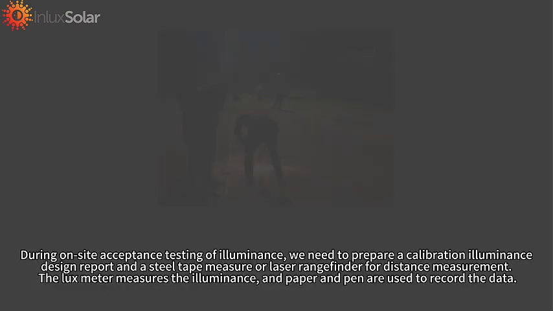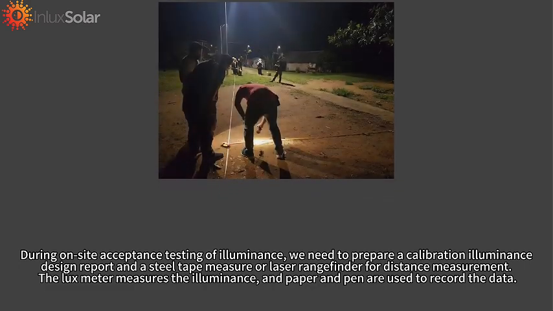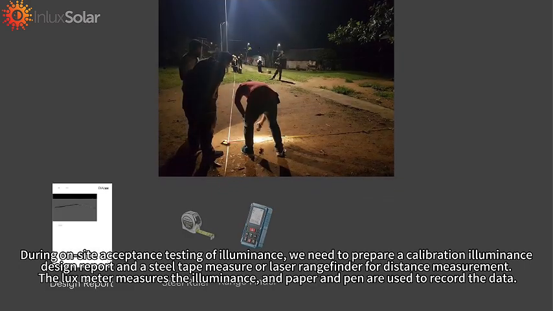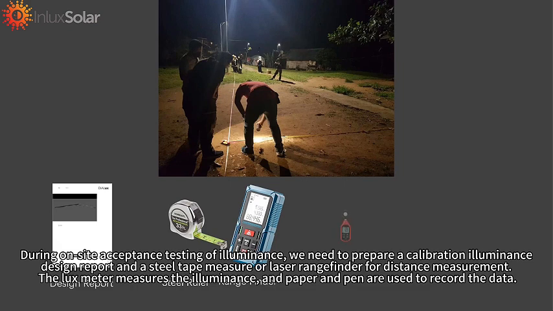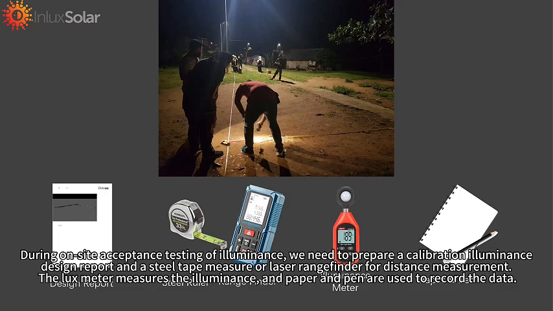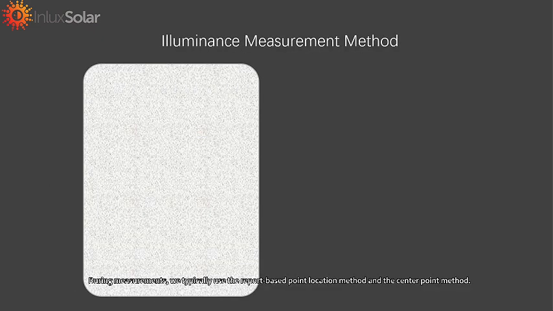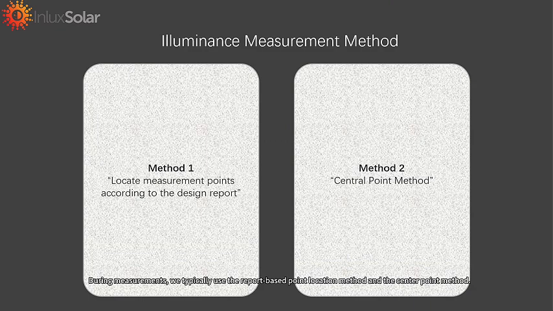During on-site acceptance testing of illuminance, we need to prepare a calibration illuminance design report and a steel tape measure or laser rangefinder for distance measurement. The lux meter measures the illuminance, and paper and pen are used to record the data. During measurements, we typically use the report-based point location method and the center point method.